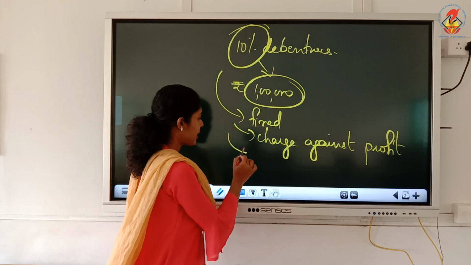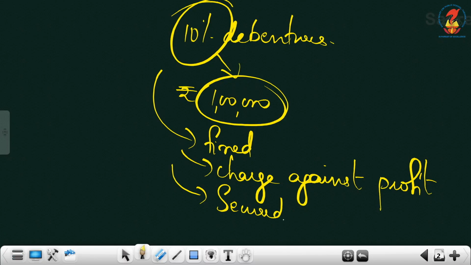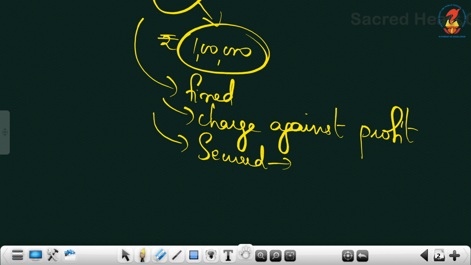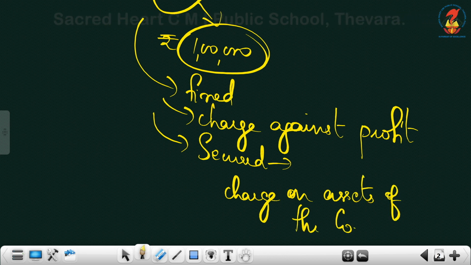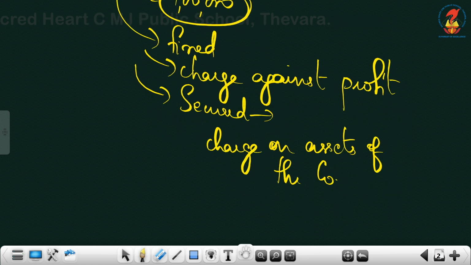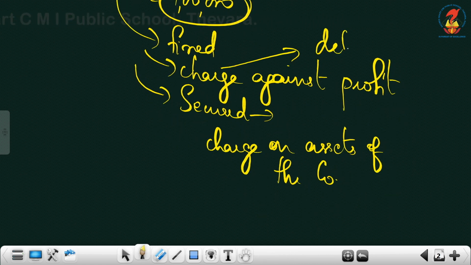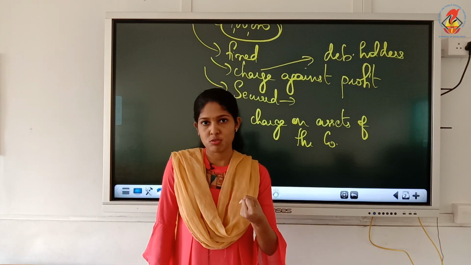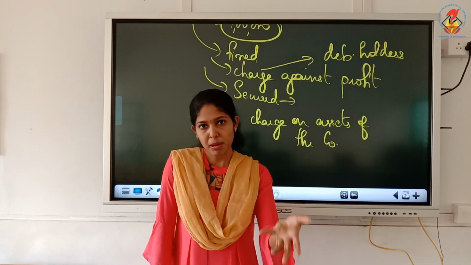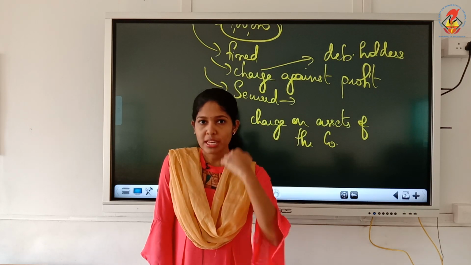Then usually debentures will be secured. Secured debentures means there is a charge on the assets of the company. And to whom do we have to pay this interest? It is paid to debenture holders. Debenture interest is given to whom? To the people who are holding debentures. Who are holding debentures? That is the public, to whom you have issued when you raised money.